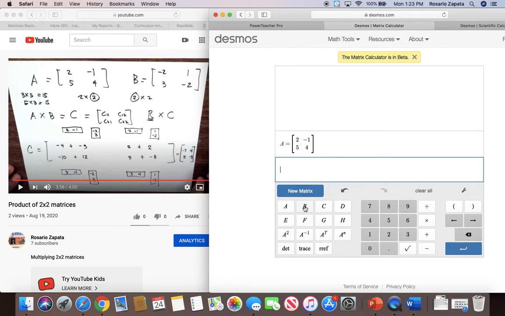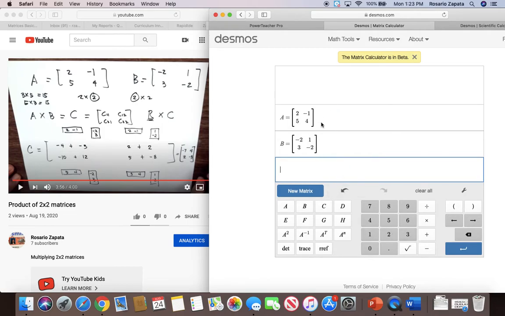Now we go to matrix B and enter new matrix. Again, we are doing a 2 by 2 matrix. In any case, you can't add them if they are not the same size. After that, you add it and then write the numbers: negative 2 and then 1, then press the cursors and then 3. So that would be your matrix B.